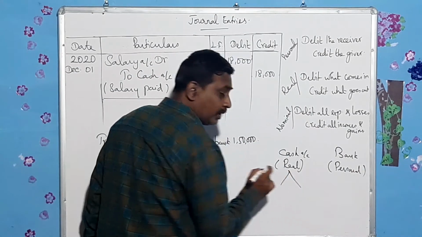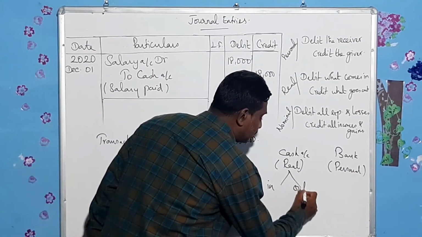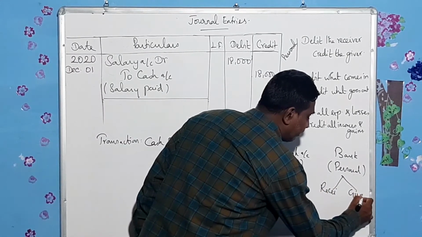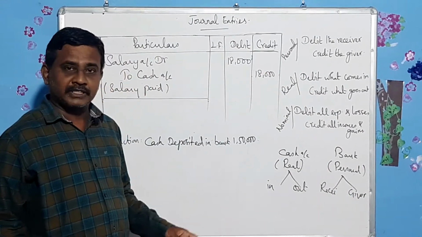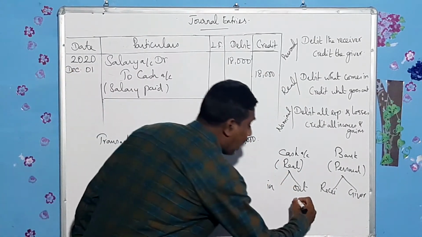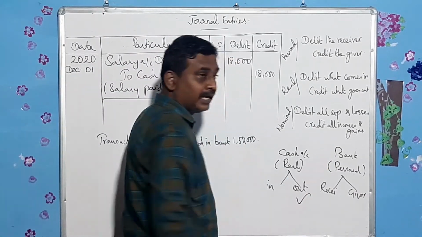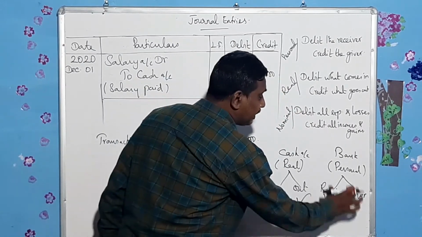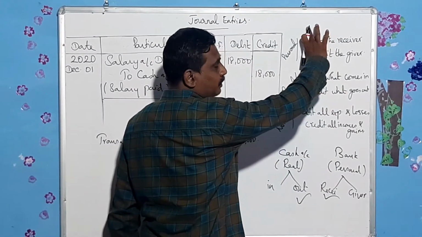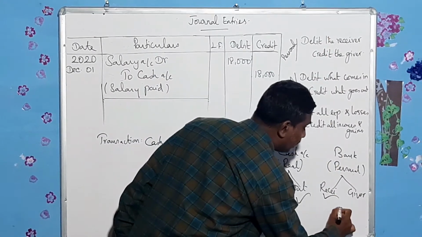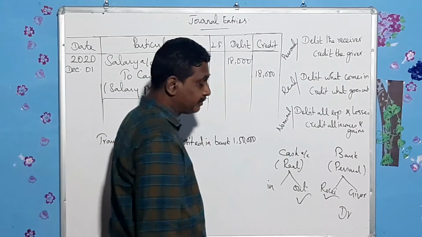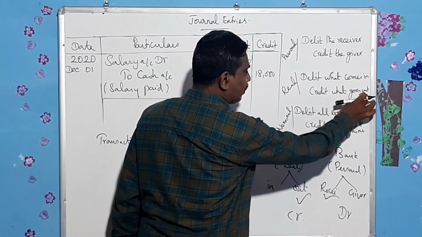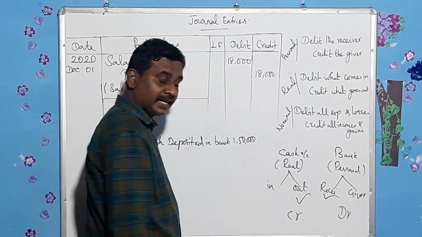Real account means there are only two possibilities. It may come in or go out. Bank account means he may be the receiver or he may be the giver. Cash is deposited. We give cash, so cash goes out. And bank receives money and bank is the receiver. So receiver, personal account, see the first golden rule: debit the receiver. Bank is the receiver, so debit. Bank account is debited. And cash goes out, so that should be credited. Credit what goes out. Cash goes out, so that account is credited.